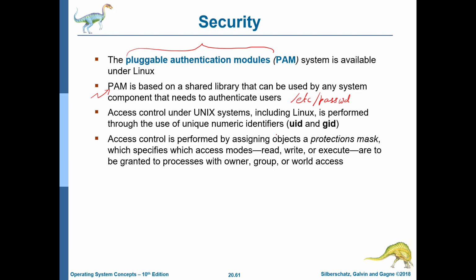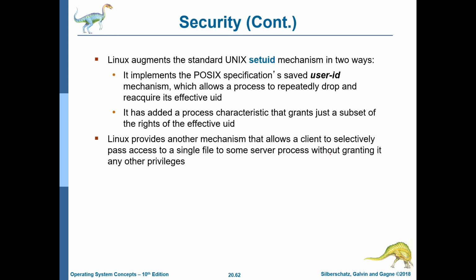In addition, the standard Unix-based security of user IDs, group IDs, and the protection masks of read, write, execute, which we have studied earlier, are all supported in totality in Linux. Continuing, Linux augments the standard Unix setuid mechanism, which basically means that even if a process is owned by me, while executing it can take on the execute permissions of another user who may have additional permissions, such that the program can do more.